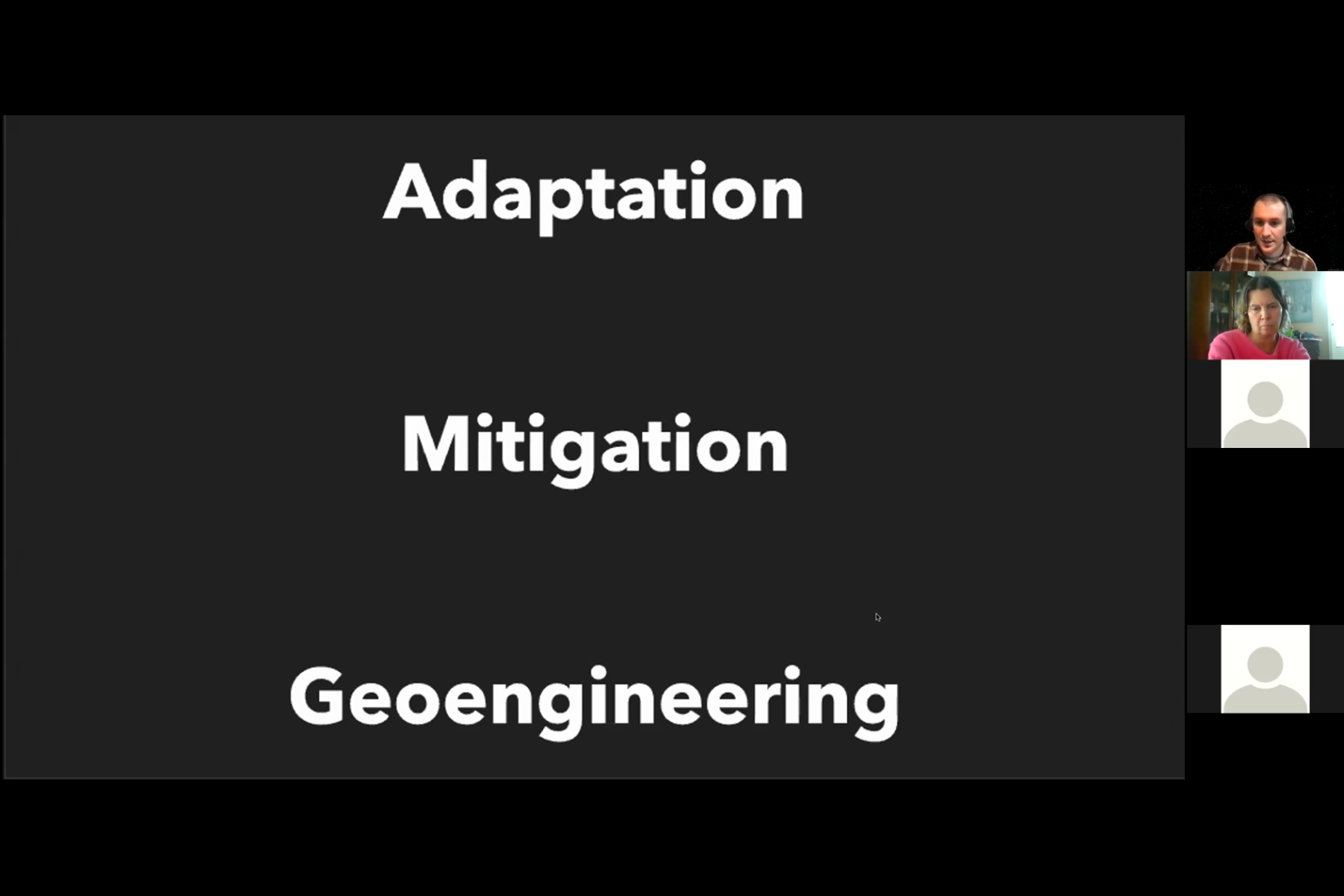These are really our 3 strategies going forward. We can choose to adapt to climate change. Climate change is already here. Impacts are already being felt.